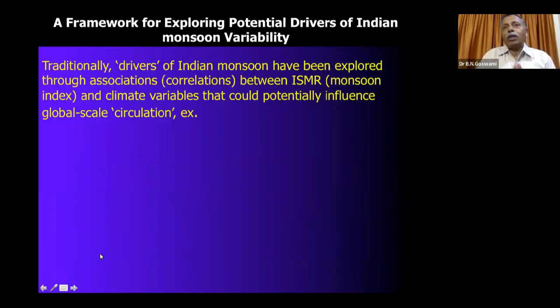So how do we actually look for drivers? Traditionally, what we do is essentially look for association. We have certain indices of monsoon, like the ISMR, which is one of the indices of the monsoon, and we try to find out the relationship between ISMR and other potential drivers. Now, how can we look for potential drivers? Potential drivers will be those climate modes which can produce circulation changes in the atmosphere through which they can connect from a distance to monsoon.